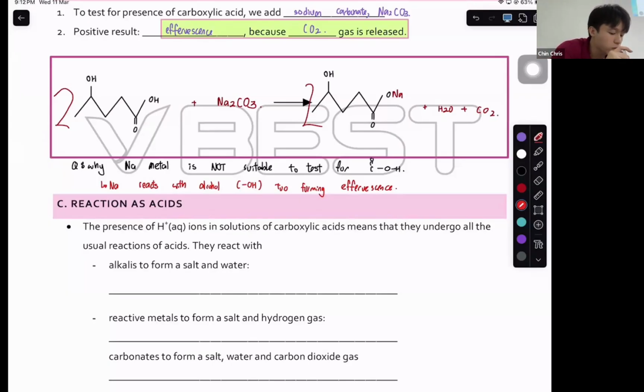We are moving on. Why does Na displace H? Because Na is more reactive than H. Na is a better oxidizing agent. Oh, sorry, Na is a better reducing agent, my bad.